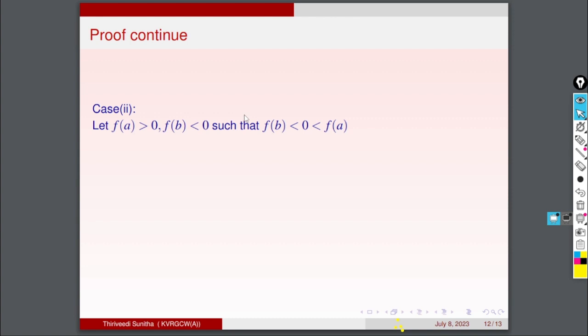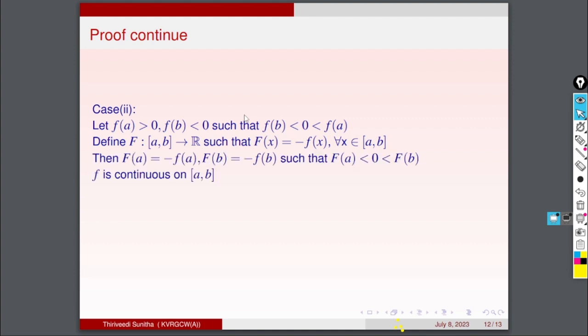Now let us take the second case. In the first case we took f(a) < 0 and f(b) > 0. Now in the second case, let f(a) > 0 and f(b) < 0, such that f(b) < 0 < f(a). Define F: [a, b] to R such that F(x) = -f(x) for all x in [a, b]. Then F(a) = -f(a) and F(b) = -f(b), such that F(a) < 0 < F(b).